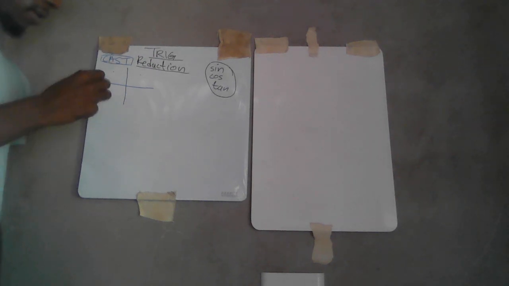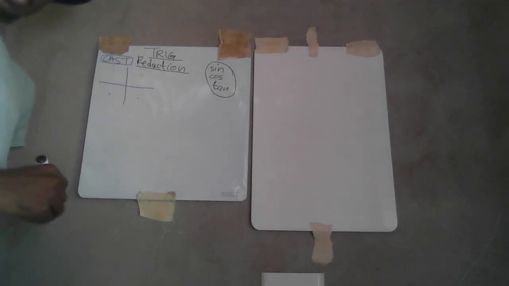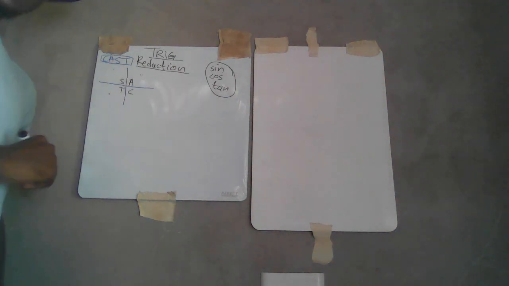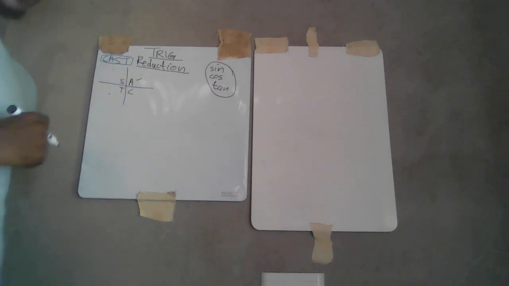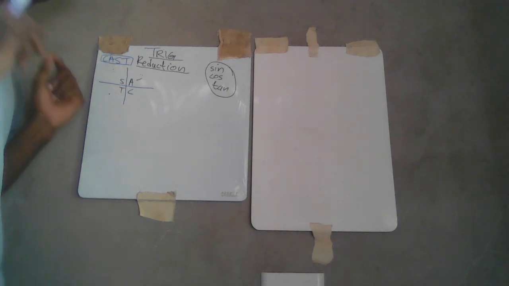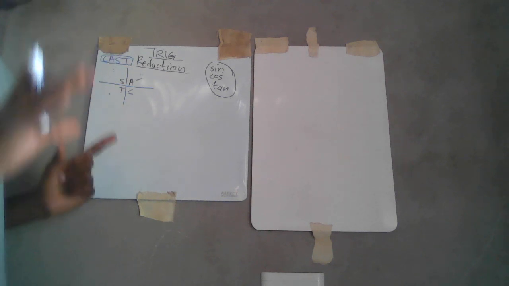So we're having first quadrant, second quadrant, third, and fourth. Our CAST diagram goes like this: All Students Take Care. What does that mean? It means for the first quadrant, all three trig ratios are positive. S means in the second quadrant, only sine is positive, so cos and tan are negative.